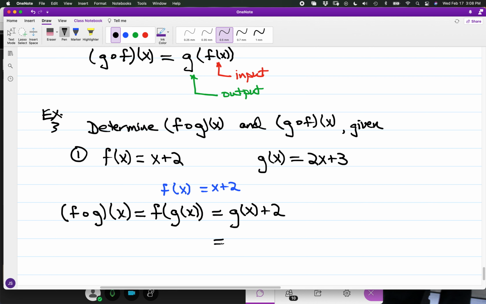Now, what's g of x? Well, g of x is going to be 2x plus 3, so we can just fill in the variable expression. And we have, following through, 2x plus 3 plus 2, and that outcome is going to end up at 2x plus 5.